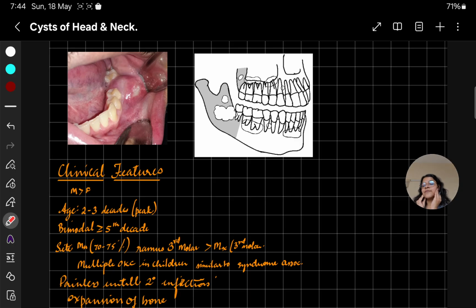Remember, okay, see over here. And you see in this photo. So next is maxilla. Maxilla third molar.